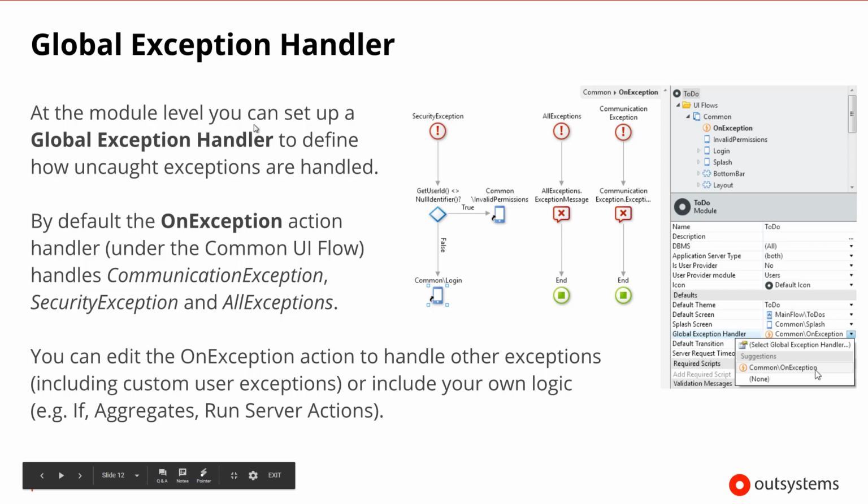At the module level, we can set up a global exception handler to define how uncaught exceptions should be handled. So by default, the onException action handler, which is under the common UI flow and is usually part of one of the templates that we start with, knows how to handle communication exceptions, security exceptions, and then it also has a way to handle all exceptions. So we can edit this onException action to handle the different types of exceptions we would like. We can extend any of these to handle them in a more specific way, or we could even add our own custom user exceptions.